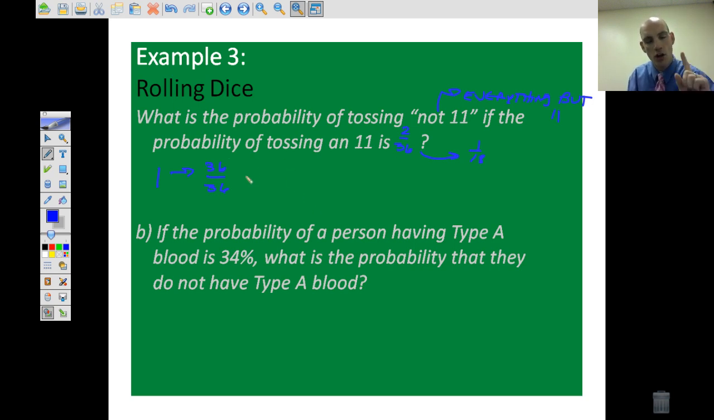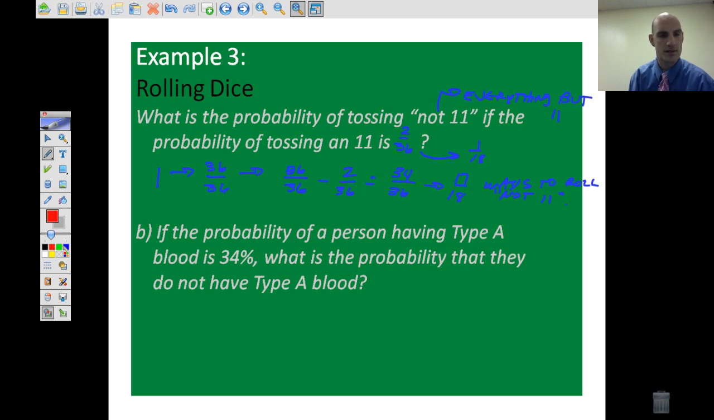What we're saying is take all of the events and subtract, so 36 out of 36 minus 2 out of 36. That's rolling the 11. And what we end up with is 34 out of 36, or 17 out of 18 ways to roll not an 11. Because there's only 2 ways to roll an 11, every other way must be rolling not an 11. And so that's a complementary event. The complementary event is the ways not to roll what we want.